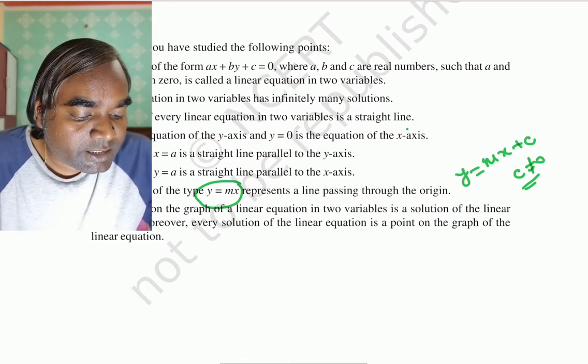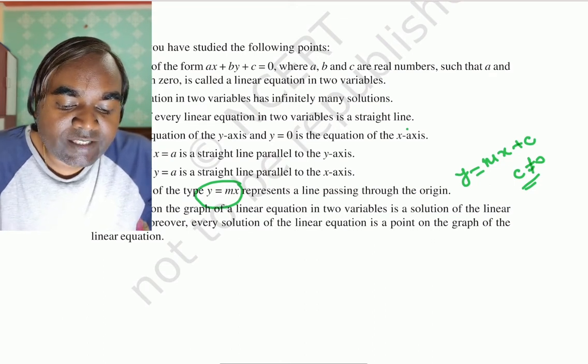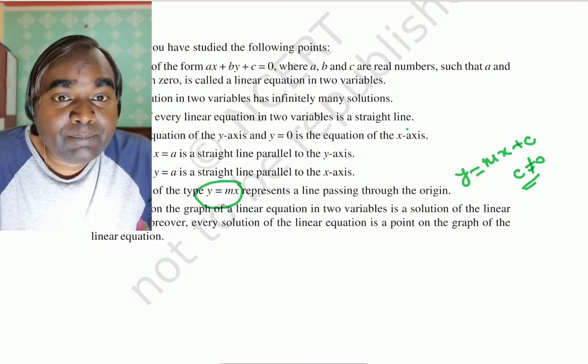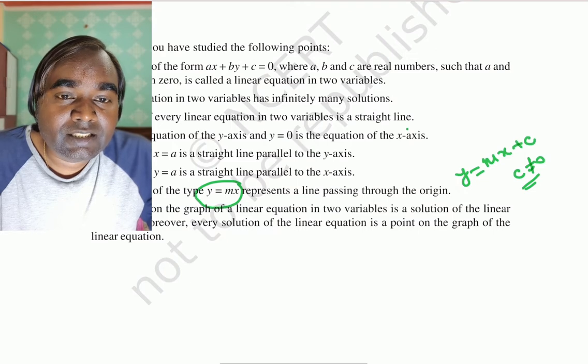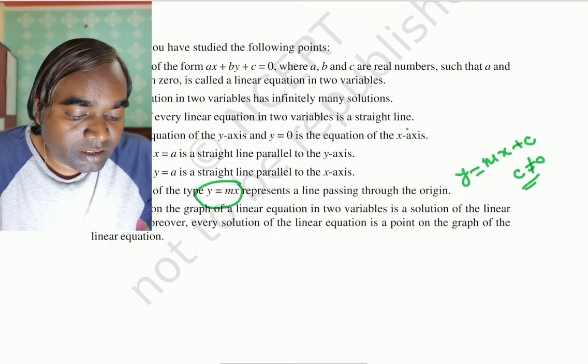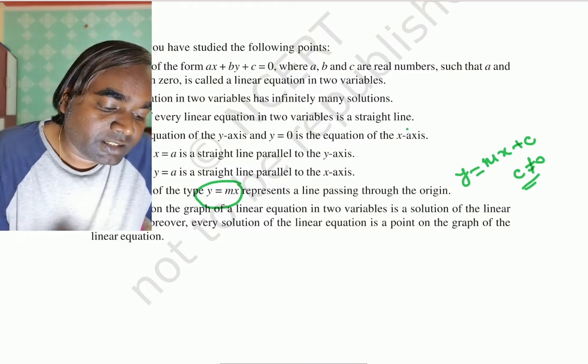Next point, every point on the graph of a linear equation in two variables is a solution of the linear equation. So every point on a line represents a solution of the linear equation, and every solution of a linear equation can be represented on a line. Moreover, every solution of the linear equation is a point on the graph of the linear equation.